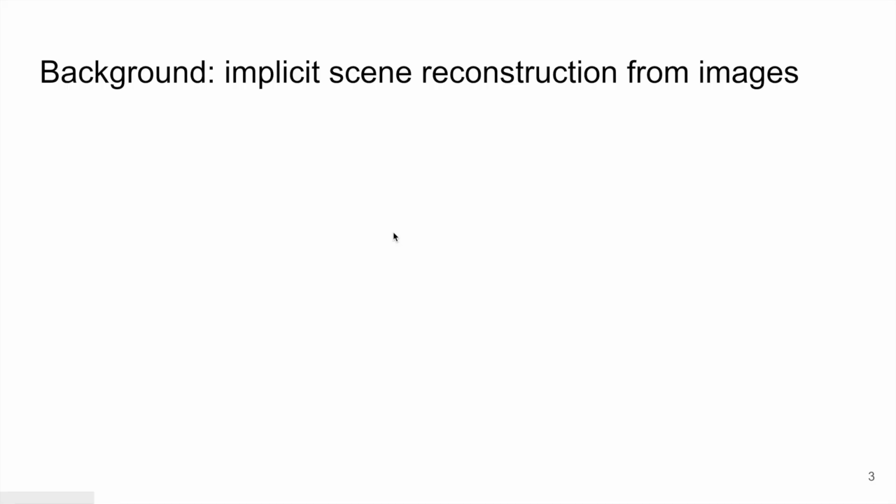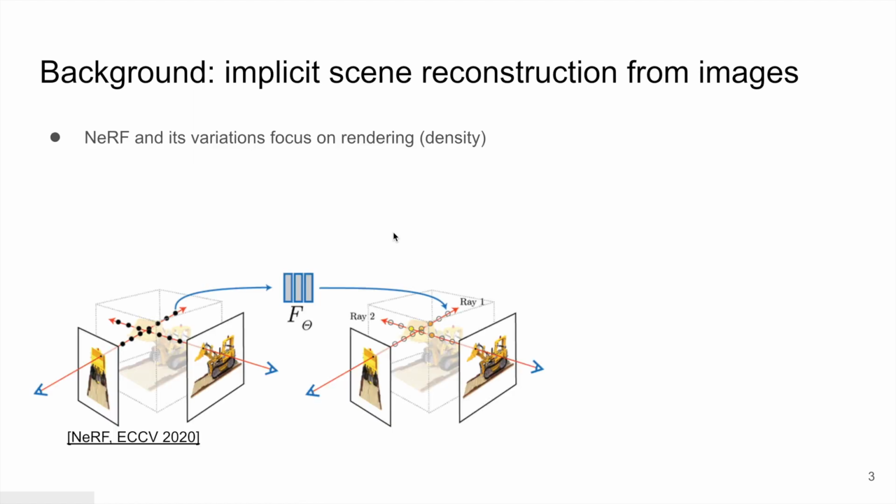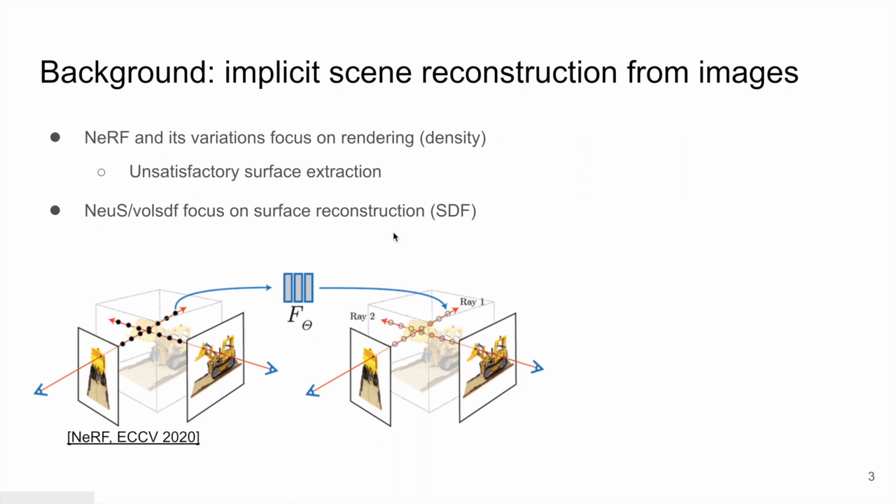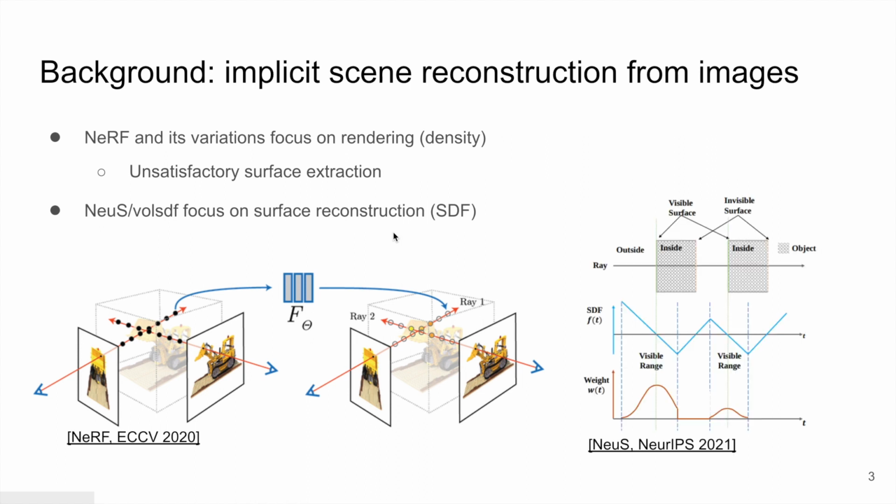There have been various studies on implicit scene reconstruction from posed images. NeRF and its variations focus on rendering and use density as a geometry proxy, which usually leads to unsatisfactory surface extraction. On the other hand, NeuS and VolSDF resort to signed distance function, or SDF, to represent geometry. They achieve high-quality surface reconstruction, but tend to be slower.